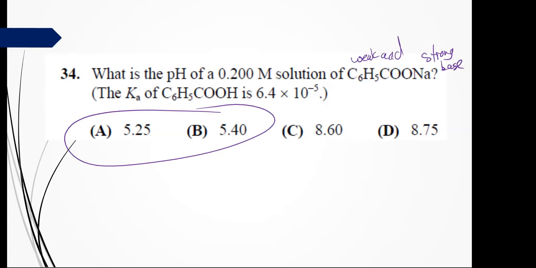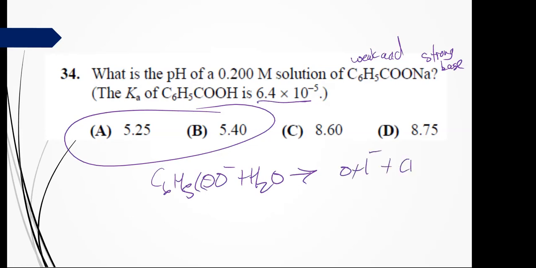Now, if we're going to be in a basic setting, do we want to be using Ka? No. So we're going to be looking at Kb. So we're looking at this part of it, C6H5COO minus plus water going to OH minus and our acid, whatever that one is. And so we need to find Kb. So Kb is going to be 1.0 times 10 to the minus 14 divided by 6.4 times 10 to the minus 5.